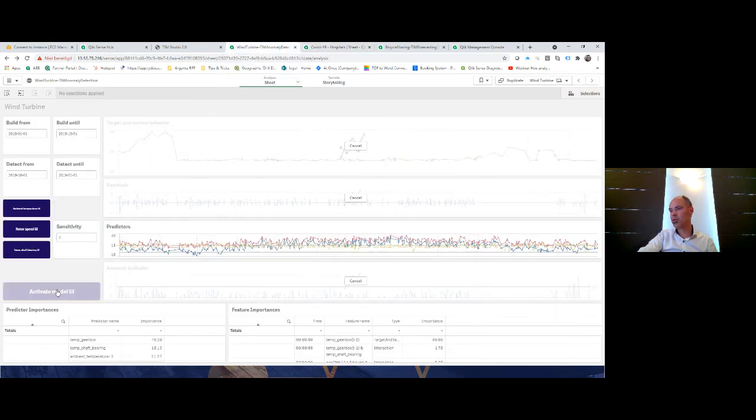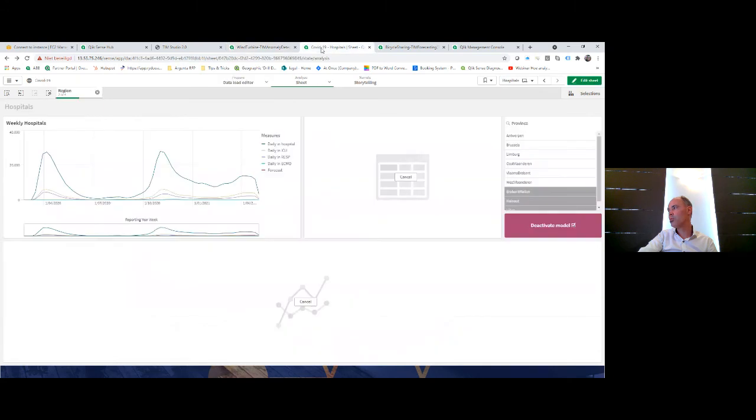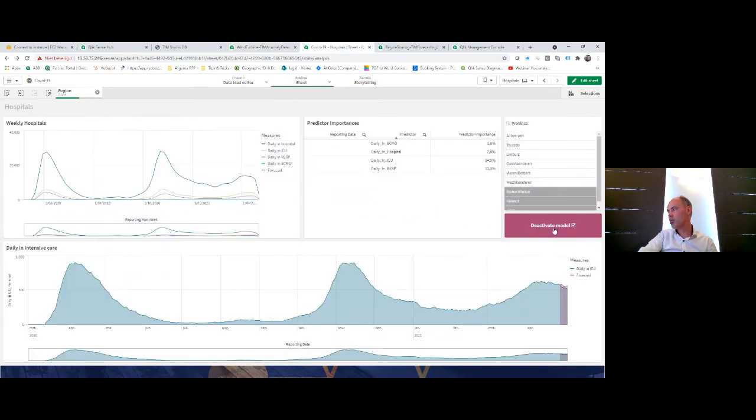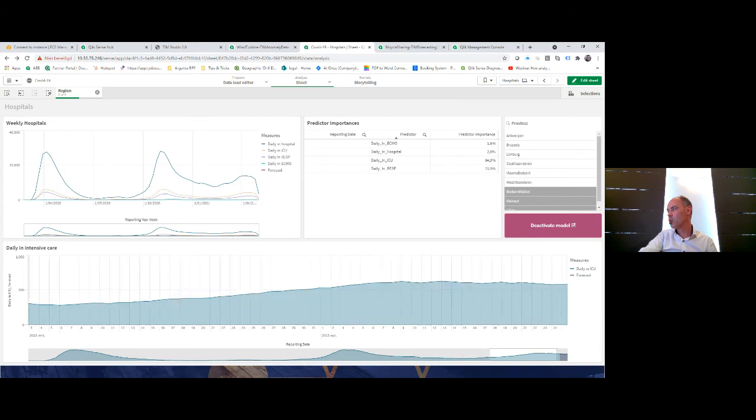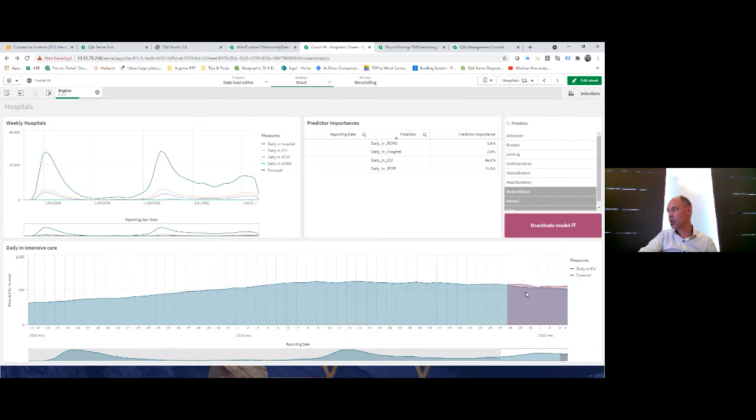Well, let's deactivate this one for now, and then let's fully wait here. So basically what we see here is that there is, of course, our graph with daily in intensive care. And then here we are mainly forecasting. It's mainly a backtest, let's say, of 7 days, and how our forecast looks compared to what we would have seen in our actuals. And in here we see, for example, our predictor importances.